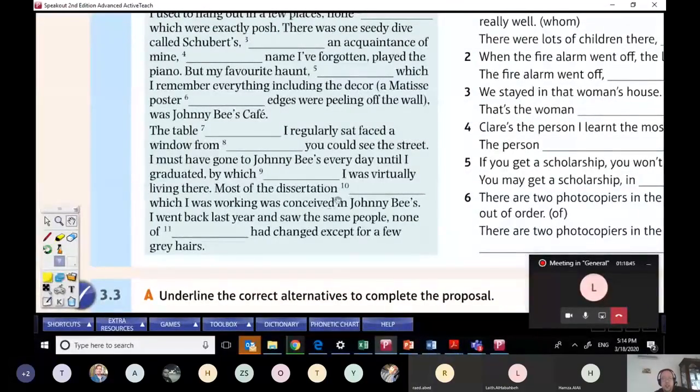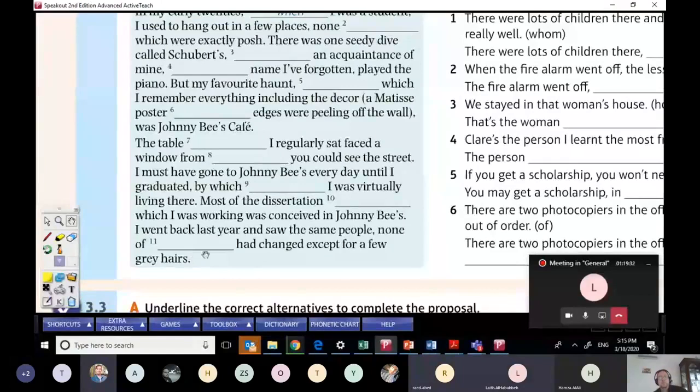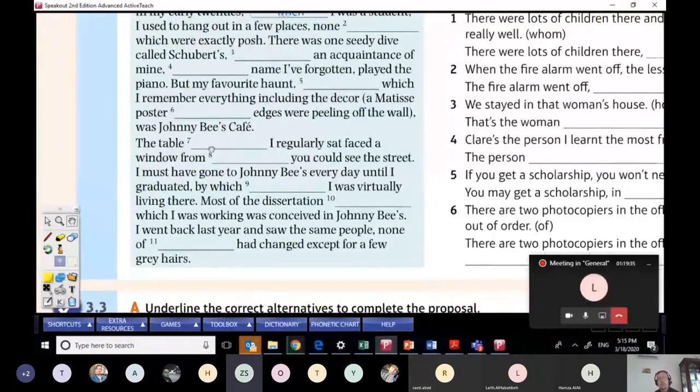Most of the dissertation is like a long report that you have to do. Most of the dissertation, of which? Of which? All right, now let's back up here and go. We would say, I was working something dissertation. Would you say of the dissertation or I was working? On which? On, exactly. So since we would say I was working on the dissertation, we would use on which in this case. On which I was working was conceived. Conceived means thought of for the first time in Johnny B's. I went back last year and saw the same people, none of which people? Whom? Whom, good. None of whom had changed except for a few gray hairs.